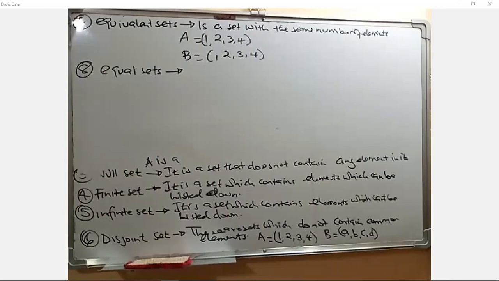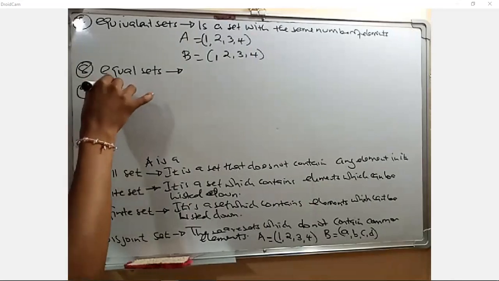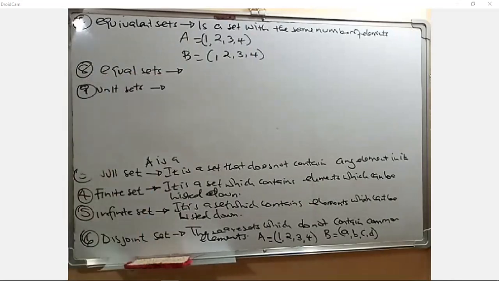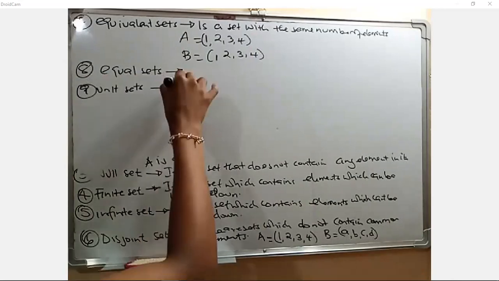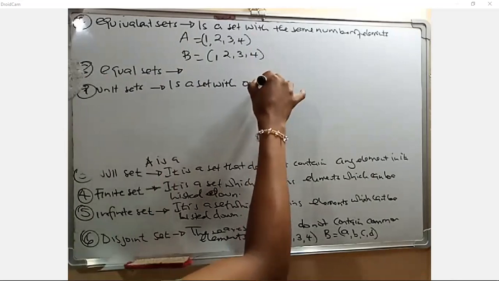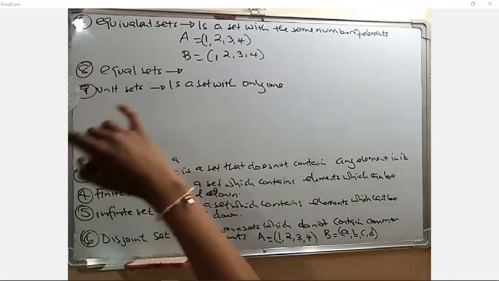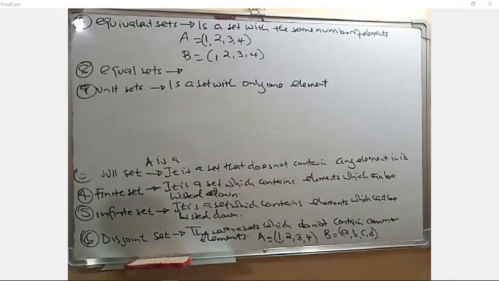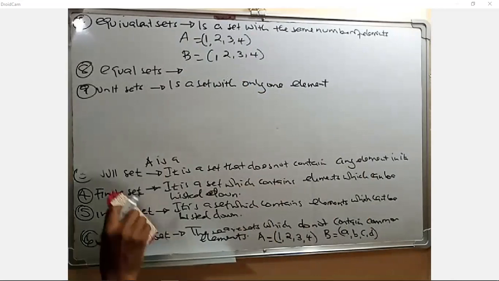Then we go to number 9, where we discuss unit sets. We say this is just a set with only one element. So I just want to look at the set operations so that we can move quickly.